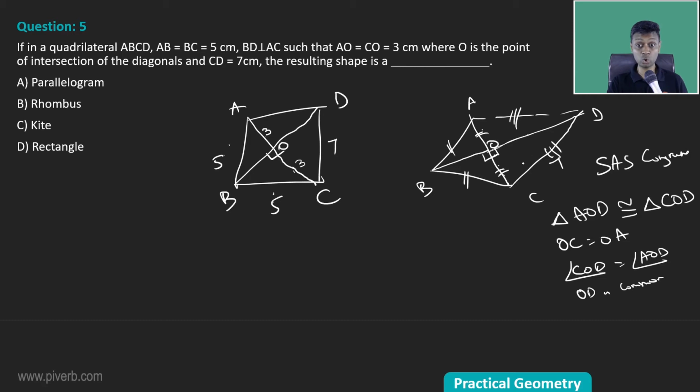We further know that BC is 5, AB is 5, 7 and 7. Two pairs of adjacent sides are equal. One diagonal is the perpendicular bisector of the other, so we are looking for a kite. Parallelogram, opposite sides will be parallel and equal. Rhombus, all four sides will be equal. Rectangle, opposite sides will be equal and one angle will be 90, all four angles will be 90. We are looking at a shape where pairs of adjacent sides are equal. That is a kite.